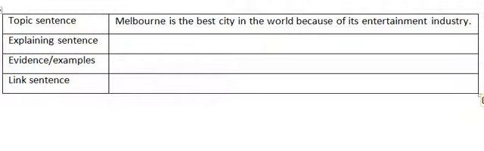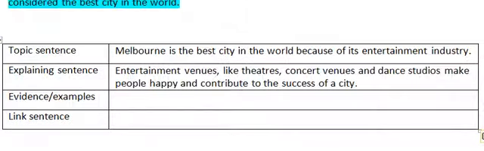I now need to do some explaining to analyse and explain to my audience why this is the case. And so I need to put in an explaining sentence. And this sentence I've pasted in explains why entertainment venues, like theatres or concert venues, tend to make people happy and contribute to the success of a city.